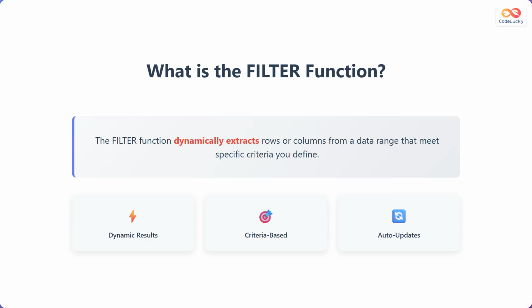So, what exactly is the filter function? The filter function dynamically extracts rows or columns from a data range that meet the specific criteria you define. Key points to remember are that it gives you dynamic results, is criteria-based, and auto-updates as the data changes.